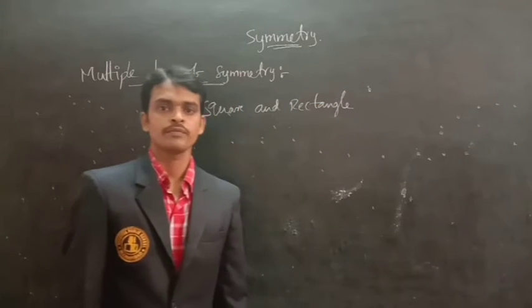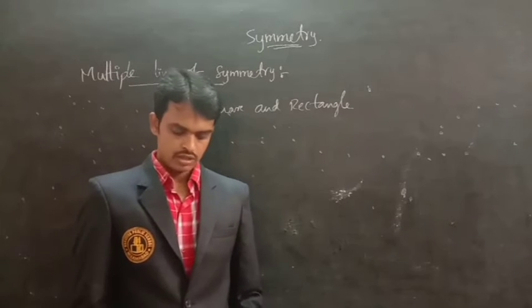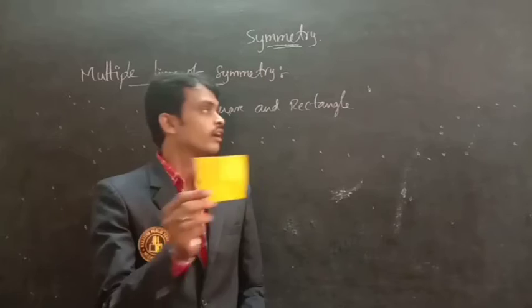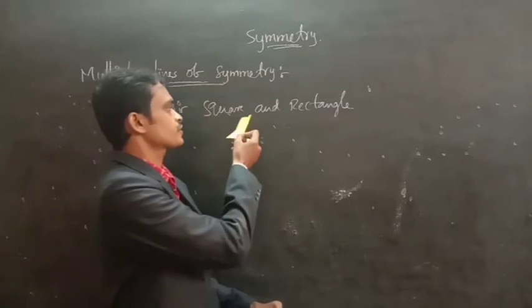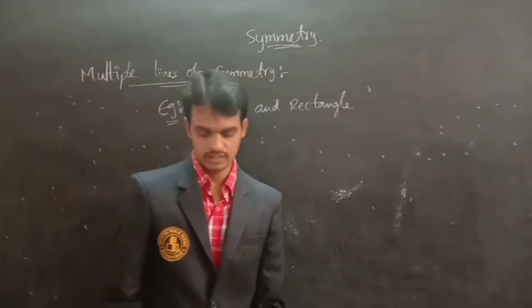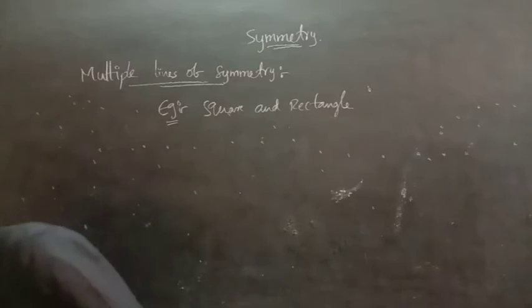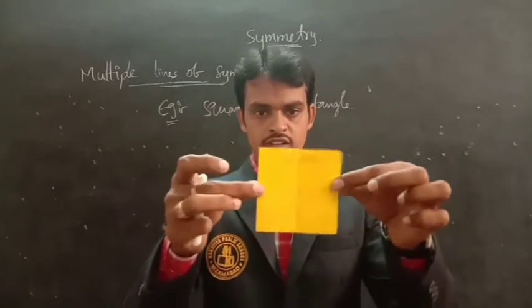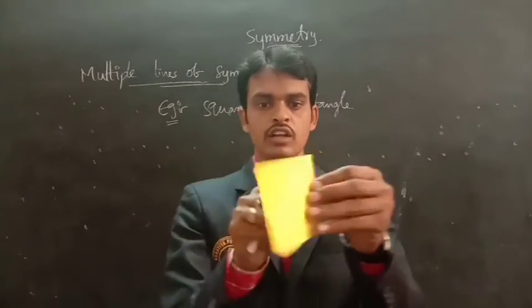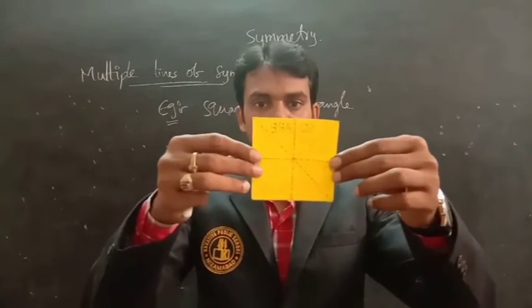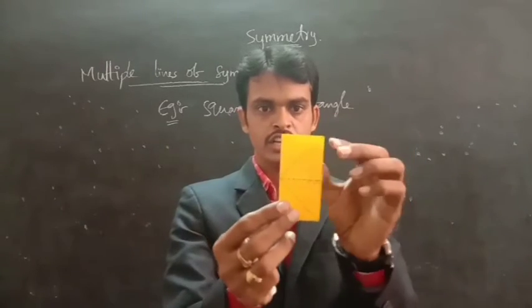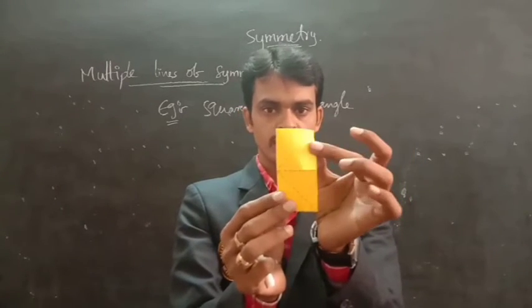So by using a color chart, we will identify the number of lines of symmetry of square and rectangle. So this is a square chart. All sides are equal. So this square I folded like this horizontally. Yes, the two parts are equal.